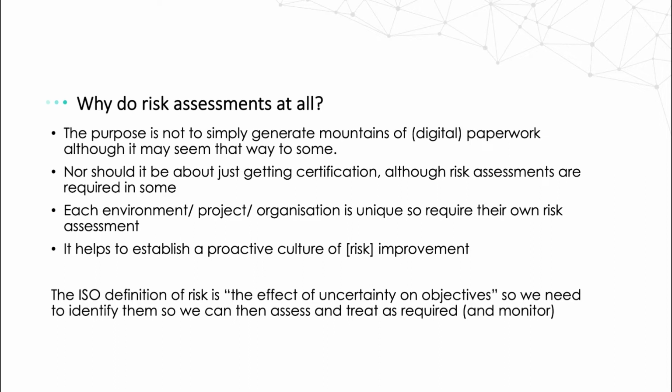Now, if we look at the ISO definition of risk, this is from 31000: the effect of uncertainty on objectives. We're not going to change that uncertainty into certainty, but we can mitigate against that uncertainty on those objectives. So we need to identify them. That's the key thing, identify those risks. Write it down, because we're all doing risk assessments on a daily basis, but we don't necessarily have the evidence to support this. So we need to write it down.